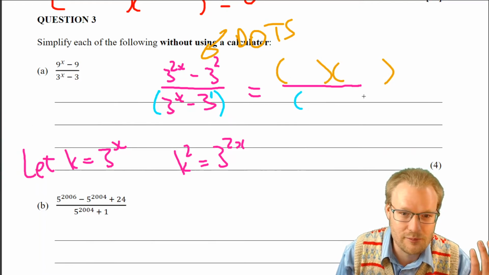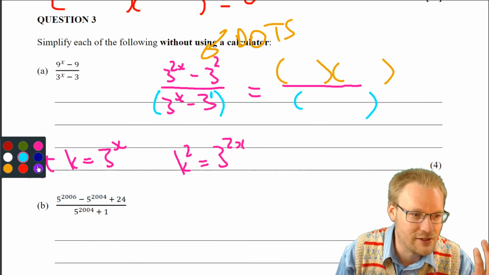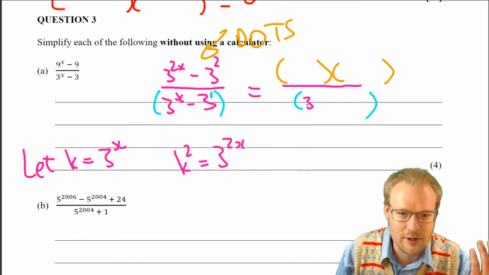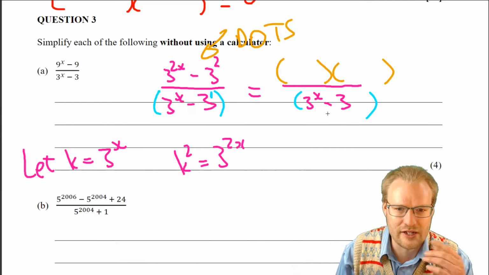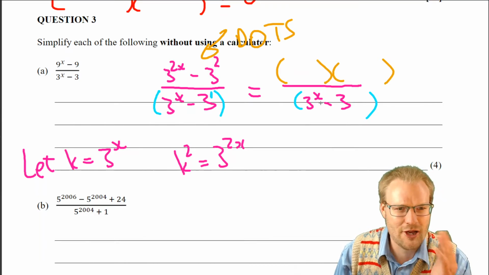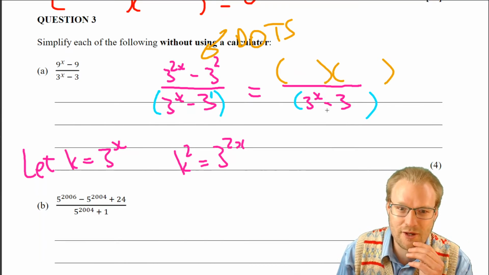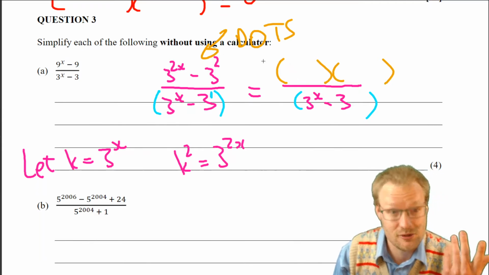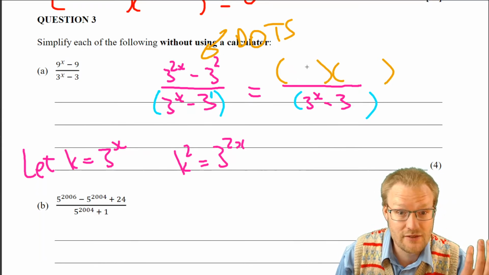Now, the bottom piece of bubble gum here is, where was our bubble? 3 to the x minus 3. So that's still there. Now, we're hoping something's going to cancel, so maybe one of the brackets will end up being identical. Well, let's see. What times what gives you 3 squared?